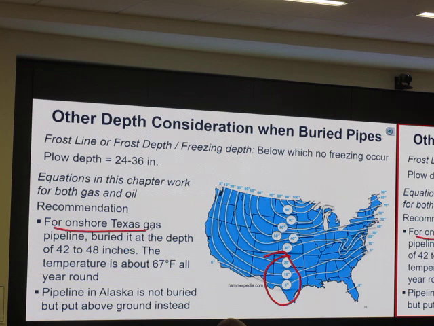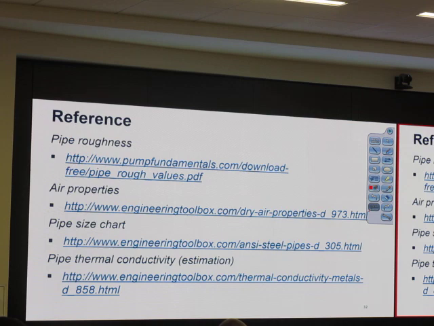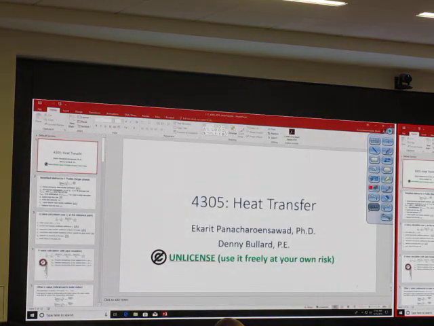So a short Texas gas pipeline is buried at a depth of 42 to 48 inches, okay. The Alaska pipeline is not even buried, but put above the ground, okay. Alaska is quite cold, but they do the calculation and they say, okay, let's not bury it, just put it outside, above the ground. Pipe roughness, air property, or thermal conductivity used in this calculation is from those websites. This is a reference.